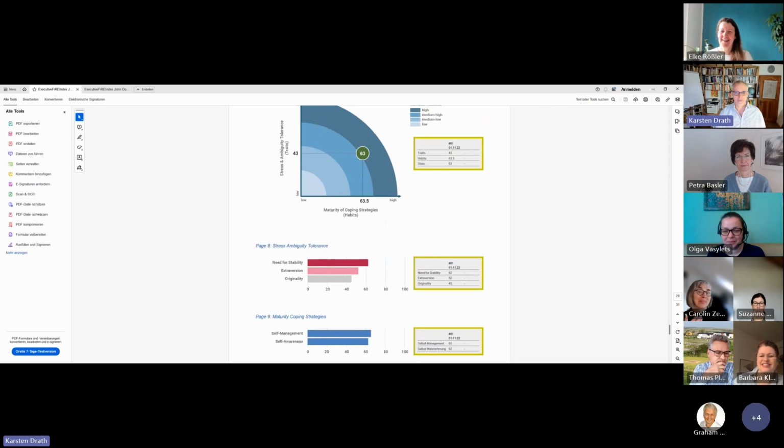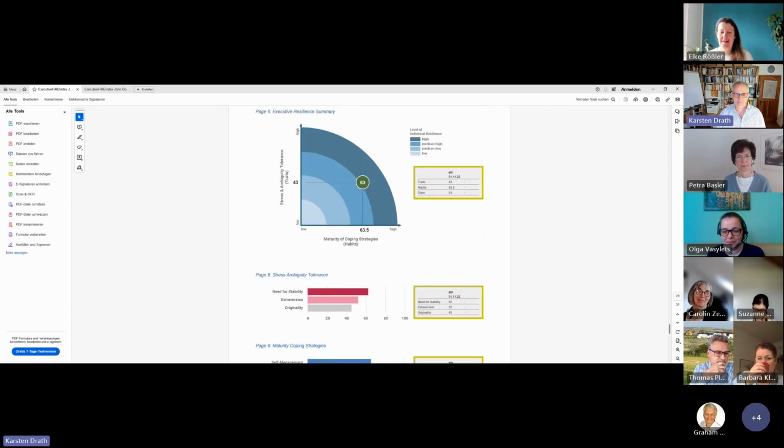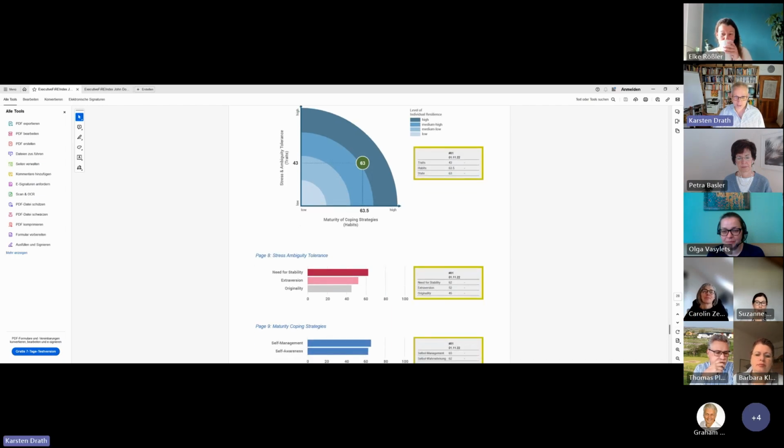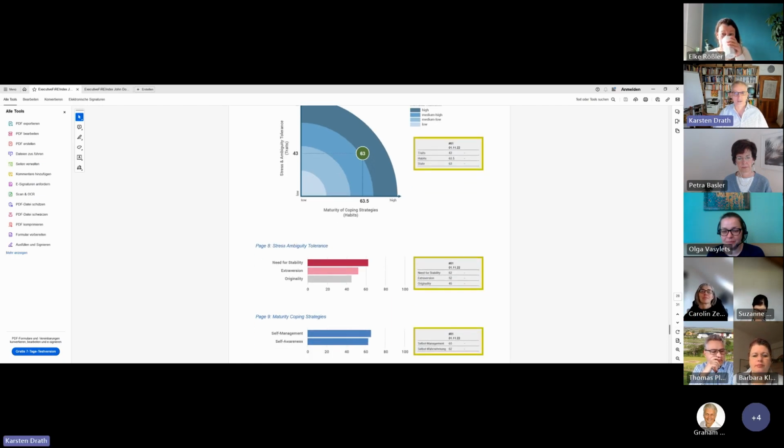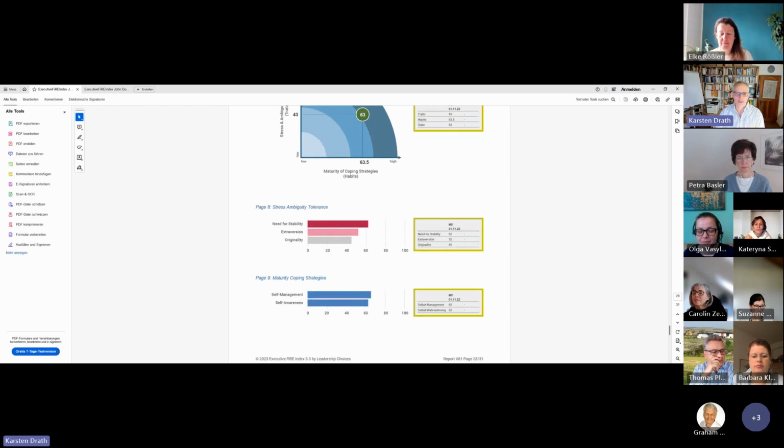So we have this here, again, the traits, the habits. We have the drill down on the traits. We see what the source of the sensitivity is. In terms of self-management and self-awareness, we see the values are not overly high. What we see is there's more self-management than self-awareness.